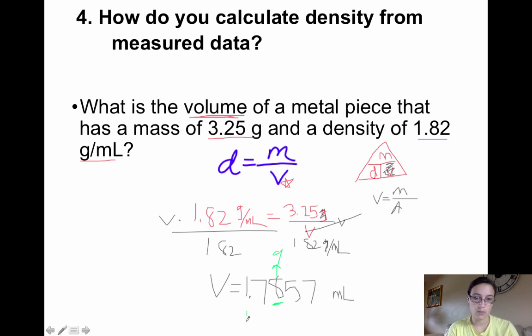So it would be 1.79 milliliters. Just be careful with rounding. So 1.79 milliliters, that's our volume. That's how you solve for density.